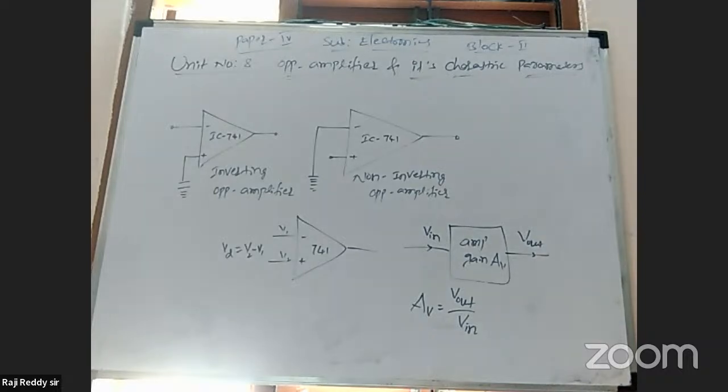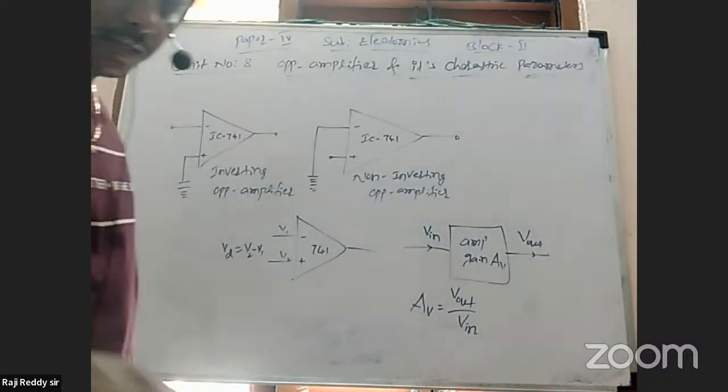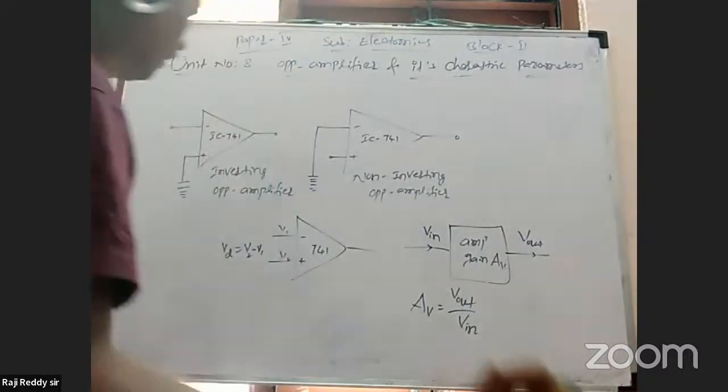This is operational feedback. We'll now see the derivation part. In operational feedback, first I assume an inverting operational amplifier.